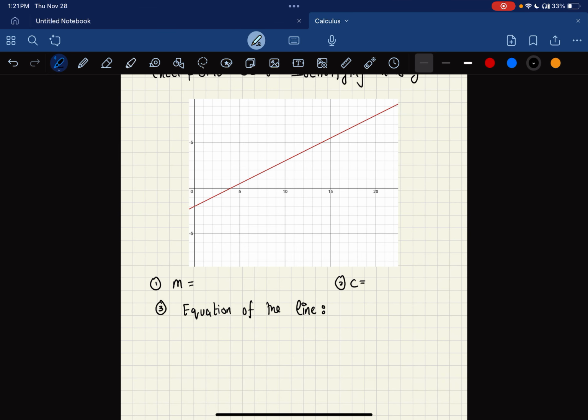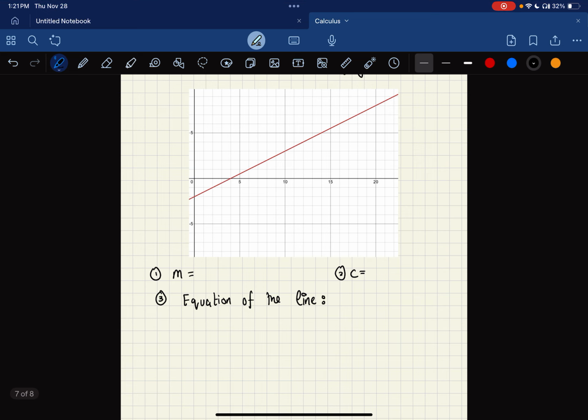Now, before we begin with this video, we have this graph, and you're supposed to calculate the slope and the y-intercept of this. So pause the video, go ahead, solve for it, and see what answers you get.